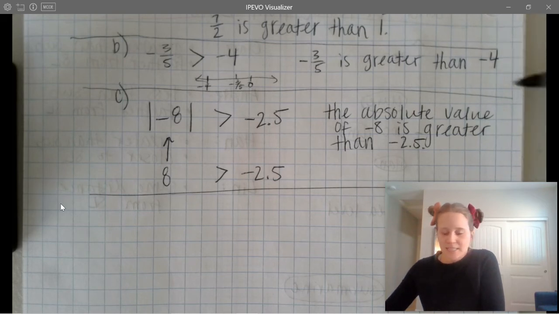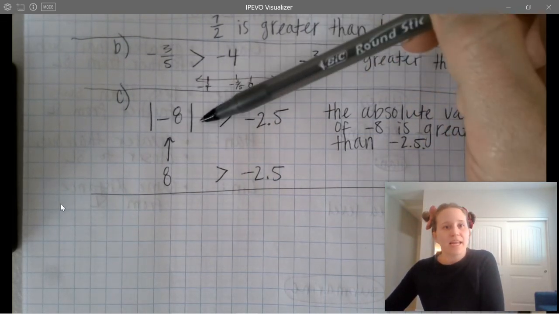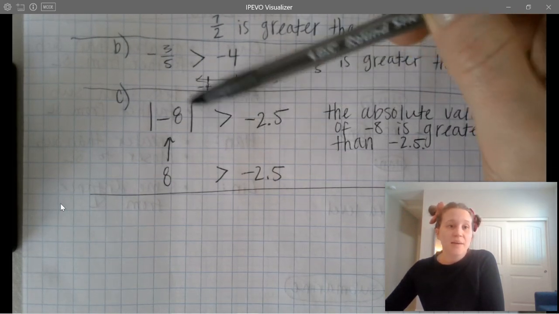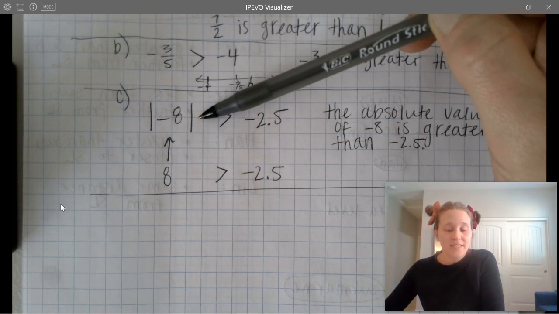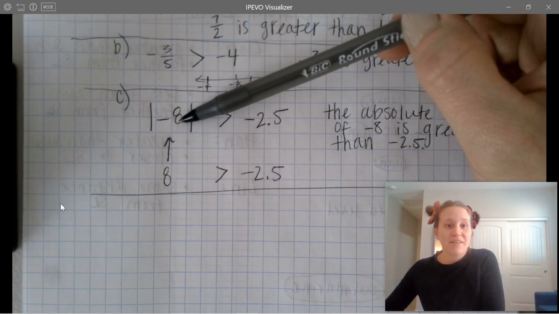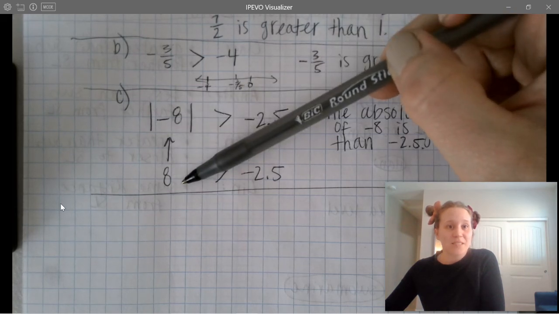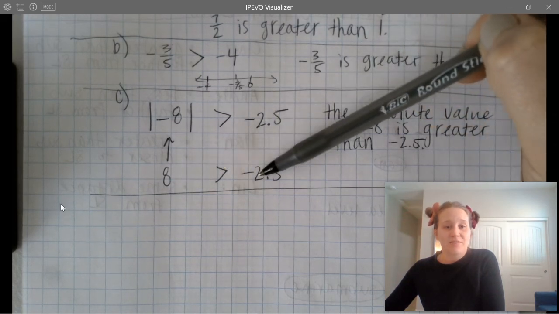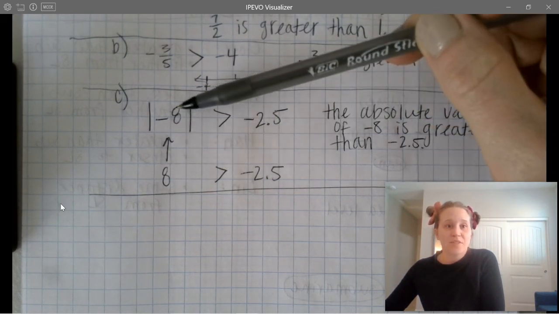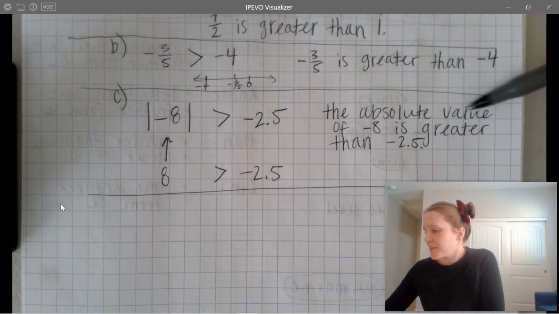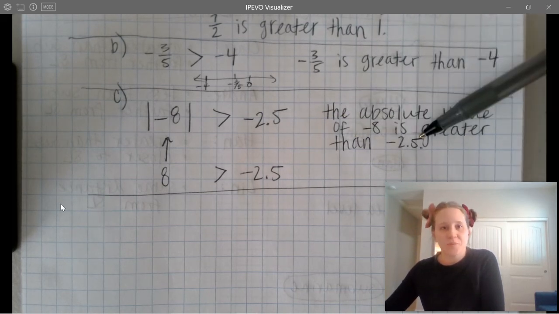Okay. Then I wanted to spice it up. I picked the absolute value of -8, and I picked -2 5/10. I know that the absolute value of -8 means how far away -8 is from 0. -8 is 8 units away from 0, 8 spaces. I know that 8 is greater than -2.5. So I know that the absolute value of -8 is greater than -2.5. That's what I wrote. The absolute value of -8 is greater than -2.5.